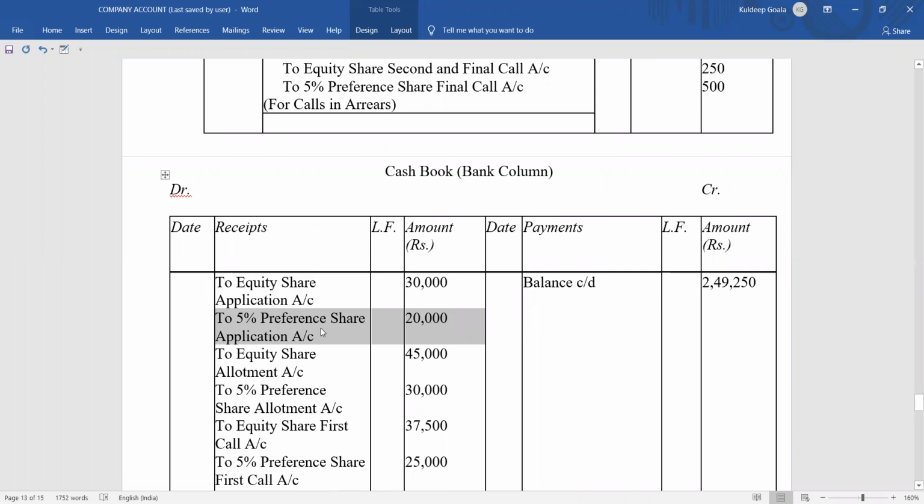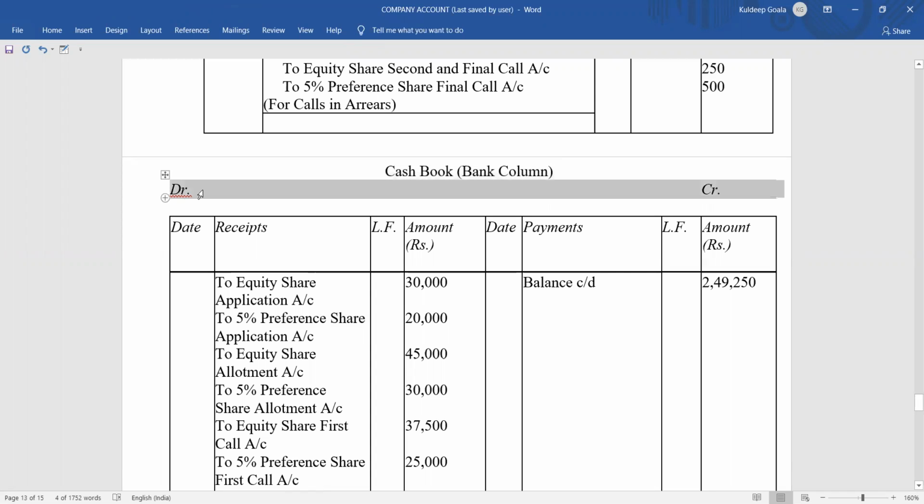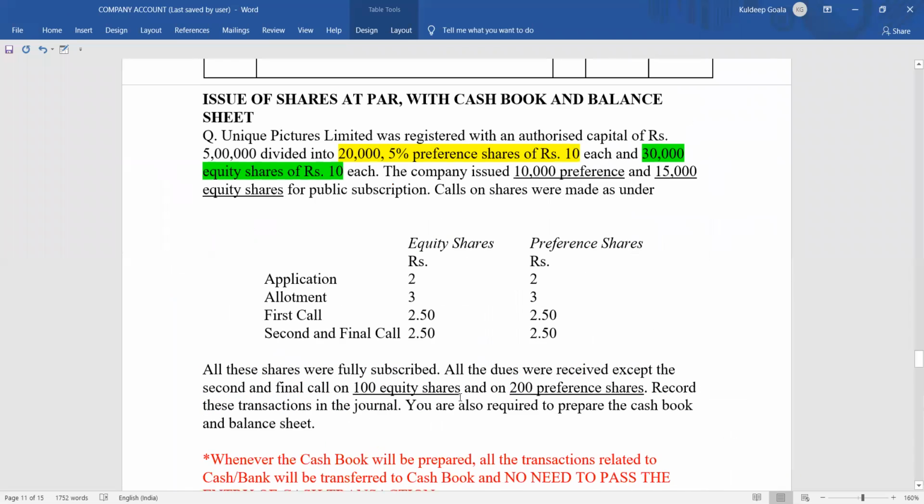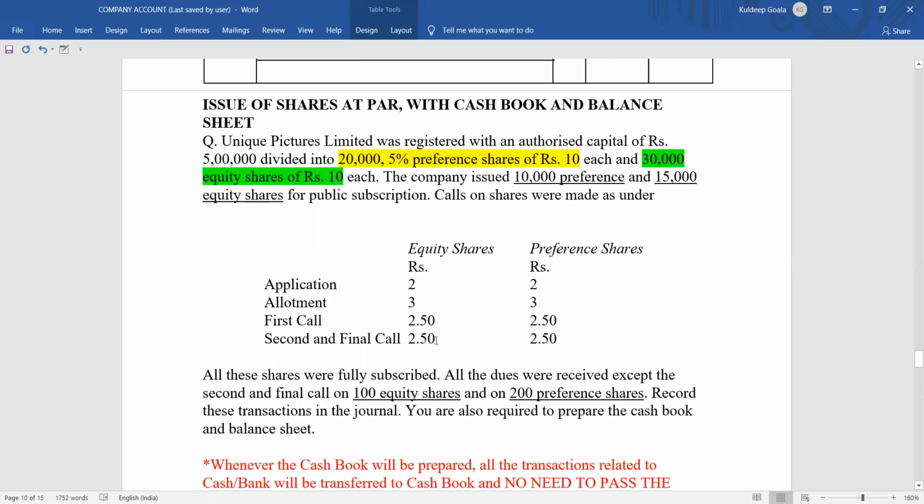You can see that the bank entry is not coming in the journal entry, it will come in the cash book. That means the bank account debit is going to be taken as a bank column, coming on the debit side as to equity share application account, 15,000 into 2, 30,000, and to 5% preference share application account, 10,000 into 2, 20,000. So this was the application received entry. Then there will be a transfer entry. In the case of a transfer entry, we know what the entry is.